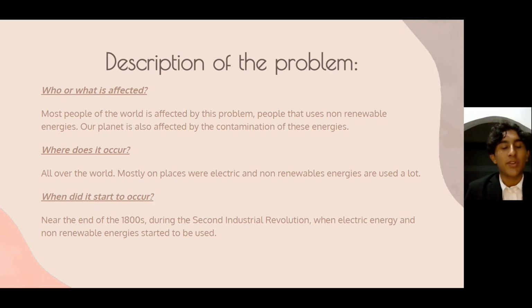When did it start to occur? Near the end of the 1800s, during the Second Industrial Revolution, when electric energy and non-renewable energies started to be used.